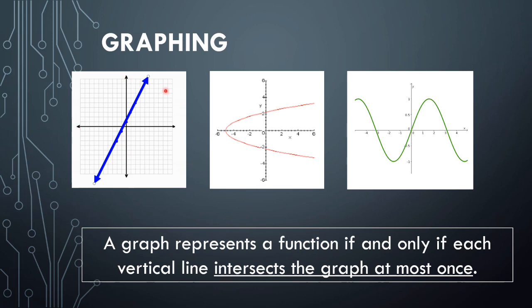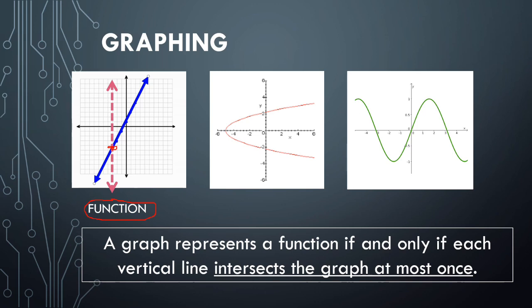Okay, let's try this graph. First graph, a linear graph. Is it a function or not a function? First, we are going to draw a vertical line. The vertical line intersects the graph at most once, here. So is it a function or not a function? Yes, it is a function, because when we draw a vertical line, it intersects the graph at most once.